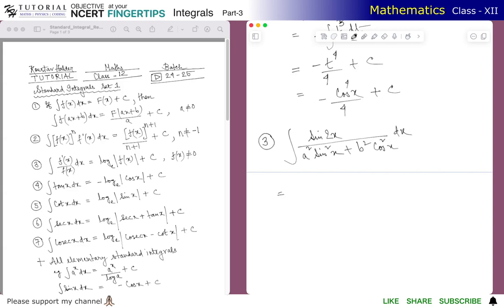We can then substitute either cos square x equals t or sin square x equals t, because we will then get sin x cos x dx equals dt, and sin x cos x is already there in the numerator. So let's do the substitution. Let cos square x equals t.